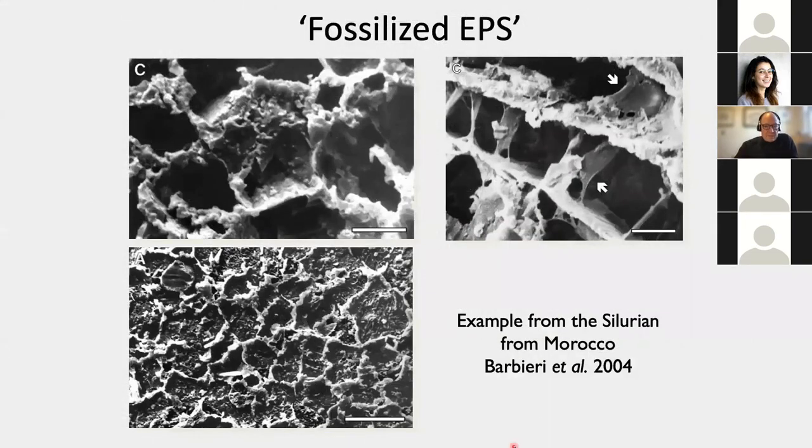And there are some reports in the literature actually of this EPS-like structure. This is from the Silurian in Morocco, published by Barbieri. You see that's a very similar structure of the honeycomb EPS. So EPS plays an important role.